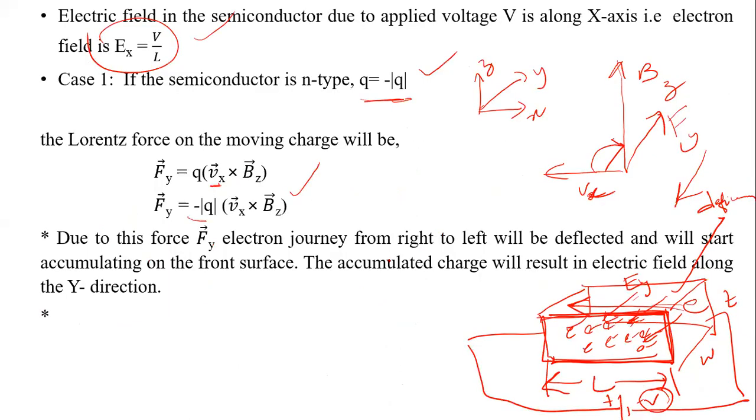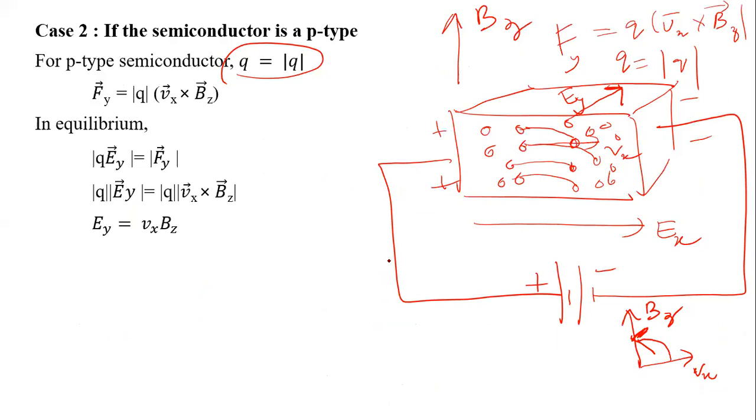Now, if you consider a p-type semiconductor, under the action of this Lorentz force, holes will be deposited on the front surface, and there will be deficiency of holes on the back side, and then the electric field is along this. So the whole field will be of reverse polarity here, in comparison with the n-type. And instead of electrons deposited on the front surface, you have holes deposited on the front surface. So that is the difference here.